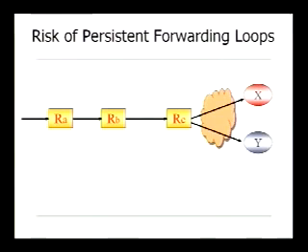So what's the risk of persistent forwarding loops? Here I will give a simple example. Only two routers are involved in the persistent loop. For example, the traffic to address Y will have a forwarding loop between router B and router C. So the traffic volume will be amplified between router B and router C.